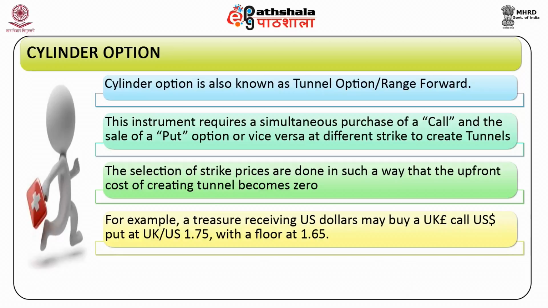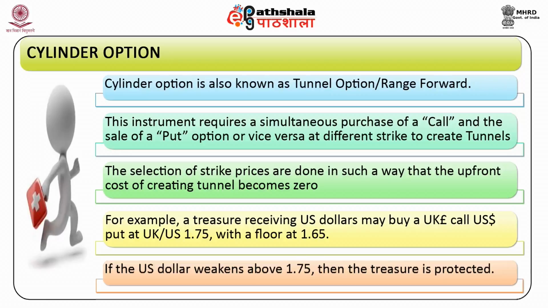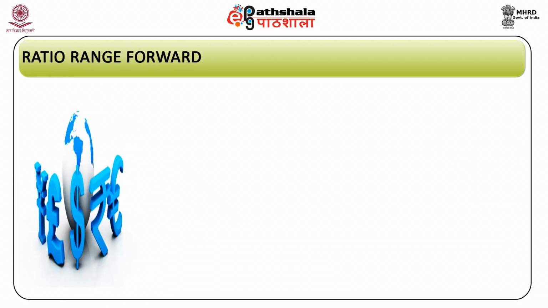For example, a trader receiving US dollar may buy a UK pound call, US dollar put, at UK pound per US dollar at 1.75 with a floor at 1.65. If the US dollar weakens above 1.75, then the trader is protected. However, if the dollar strengthens against the pound to below 1.65, the trader gives up any further gains and sells US dollar at 1.65.